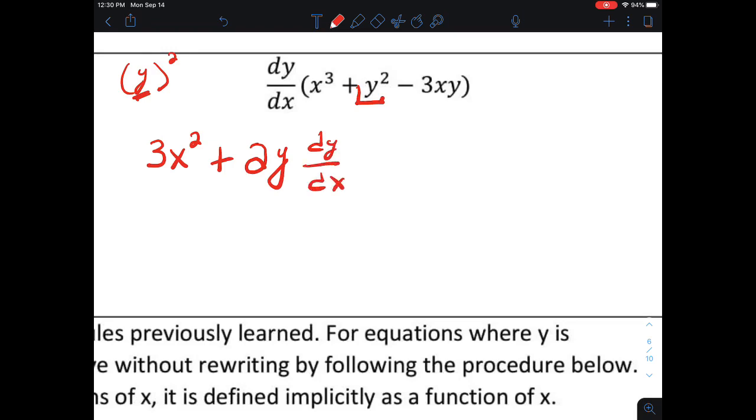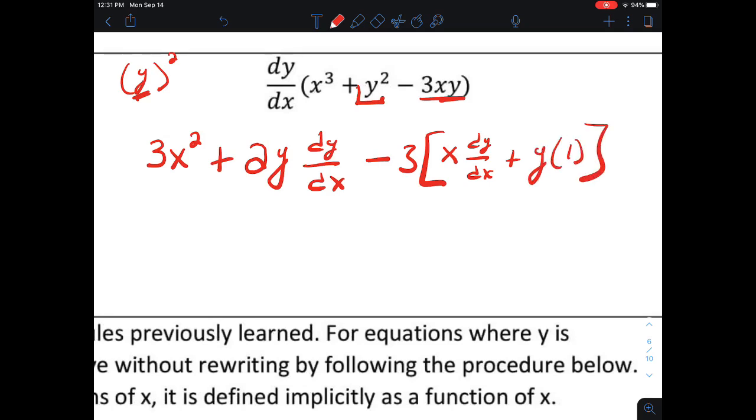So I have to do that part anytime I'm taking the derivative of a variable that is not with respect to what I'm differentiating to. And then minus, I have to do 3 times xy here, so that would be 3 times, and then I would do the product rule. First times derivative of the second plus second times derivative of the first. And we've written our derivative line here.